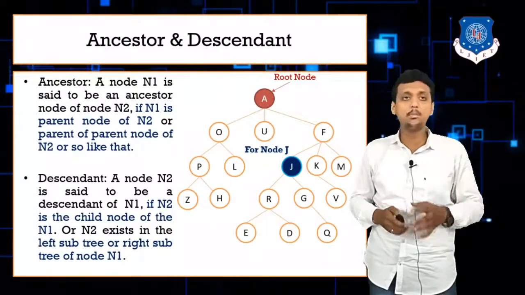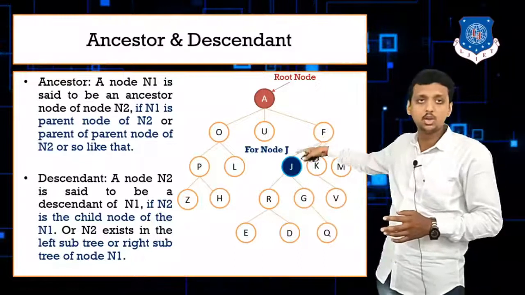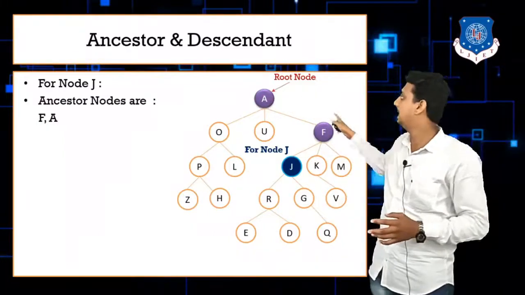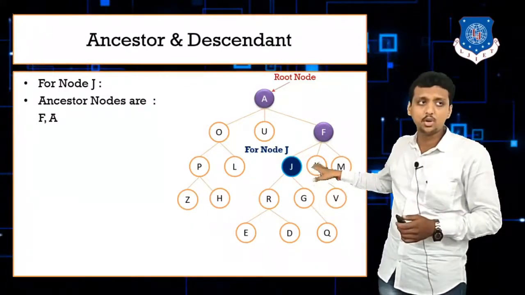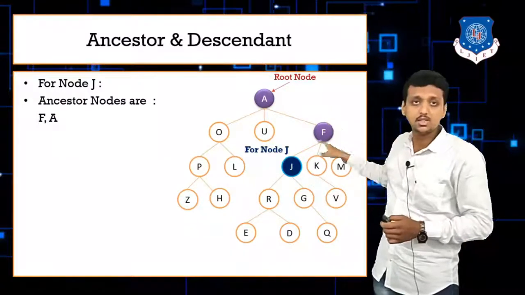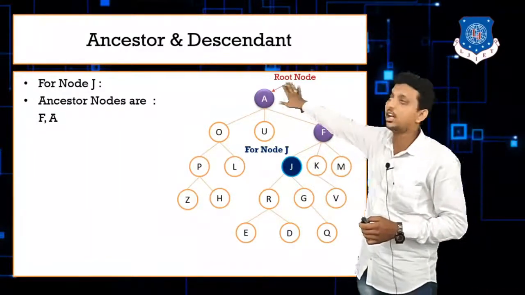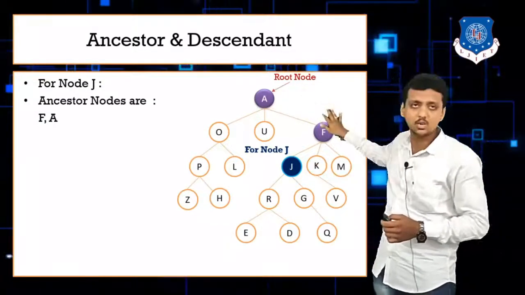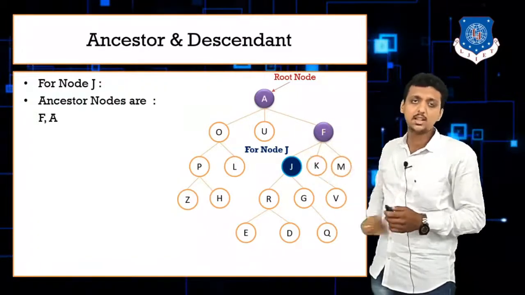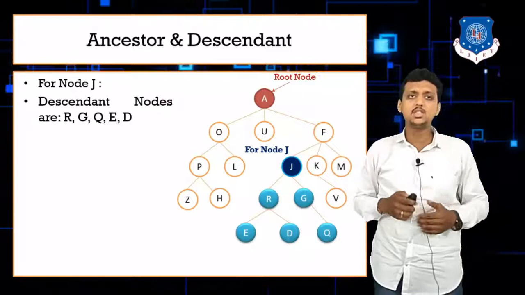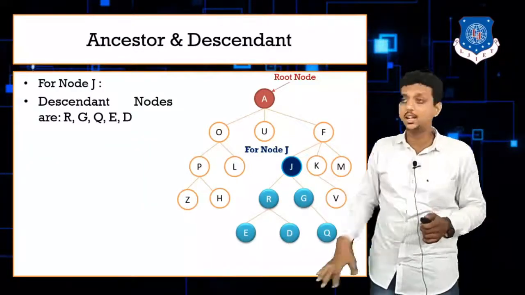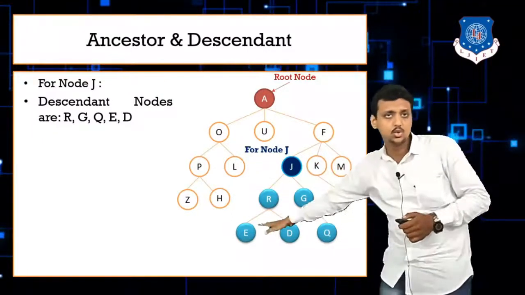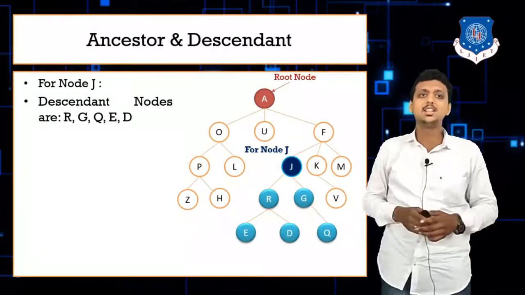Now if we talk about the node J, then for node J, the ancestor nodes are A and F, because J is a child of F and F is a child of A. So this is a hierarchy. So A and F are known as ancestor nodes for node J. Now for the next definition, descendant, that means the child hierarchy. If we talk about the node J, students, then these highlighted nodes are known as descendants.